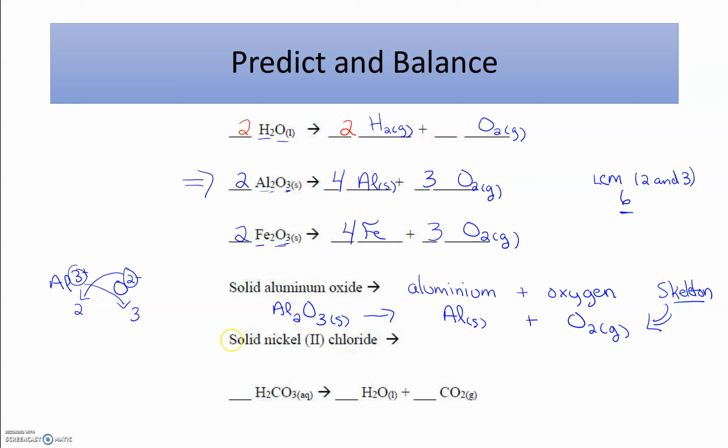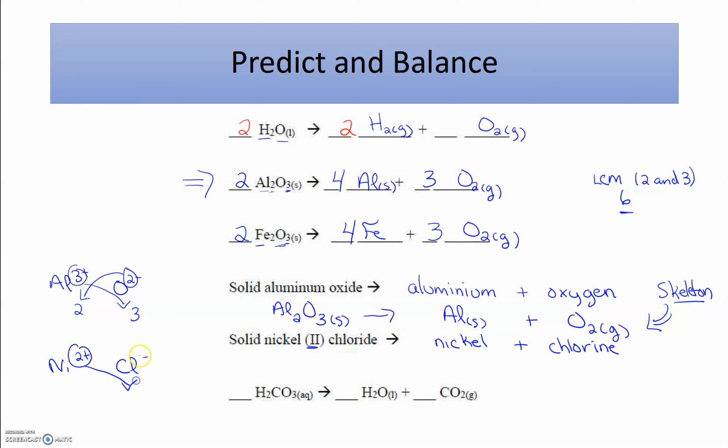Let's take a look at our solid nickel 2 chloride. Nickel is what's forming my cation, so that's my nickel, plus chloride. The chlorine is what makes the chloride ion. So if I'm going to write this as my skeleton and then balance, I'm just going to take my nickel. That 2 tells me it's the nickel 2 positive ion.